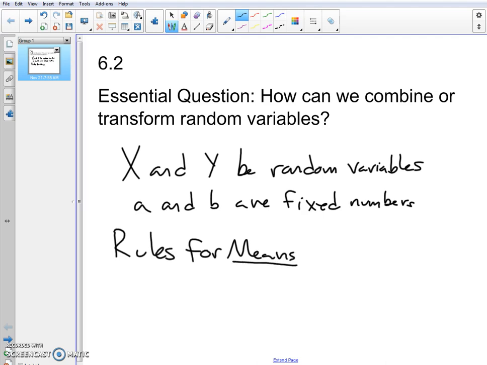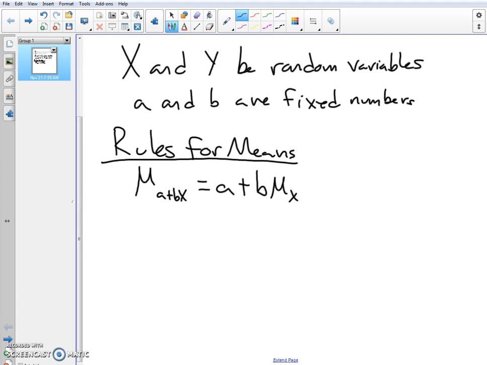Here are the rules for means. The first one is mu of a plus bx. In this situation, I'd be taking my random variable x and multiplying it by some number b, and I'm also adding something to that. That would be the a part. So if I'm adding something, that's a, multiplying is b. And this is pretty straightforward then. It's just a plus b times mu x. So you're just taking your mean and multiplying it by b and adding a. Essentially the first part is saying every part of my random variable is being multiplied by b and having a added to it. So to find out what the mean would be, I would just take that mean, multiply it by b, and add a to it.